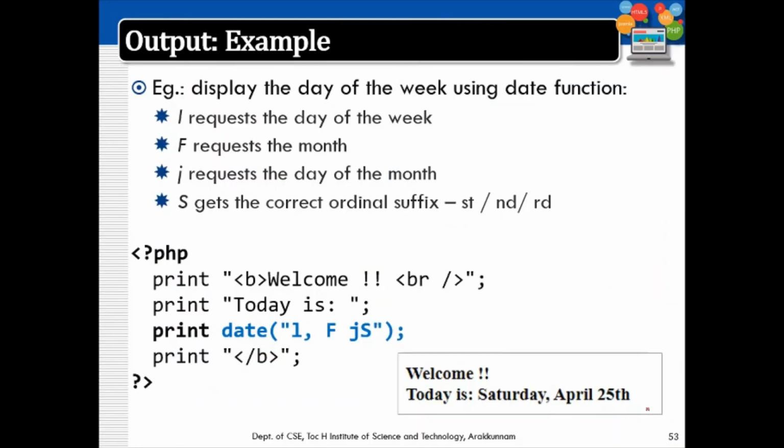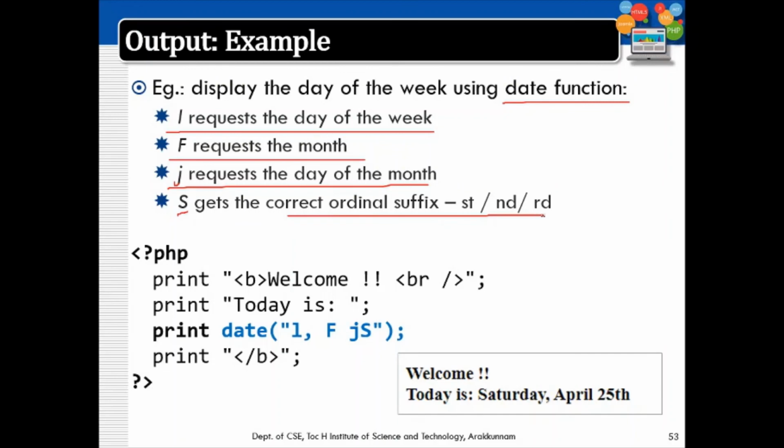This is another example, of using the date function with PHP. In the case of the date function, capital L requests the day of the week, capital F requests the month, capital J requests the day of the month, small letter j requests the day of the month, and capital S gets the correct ordinal suffix, that is first, second, third, etc. So that gives the ordinal suffix of a date.